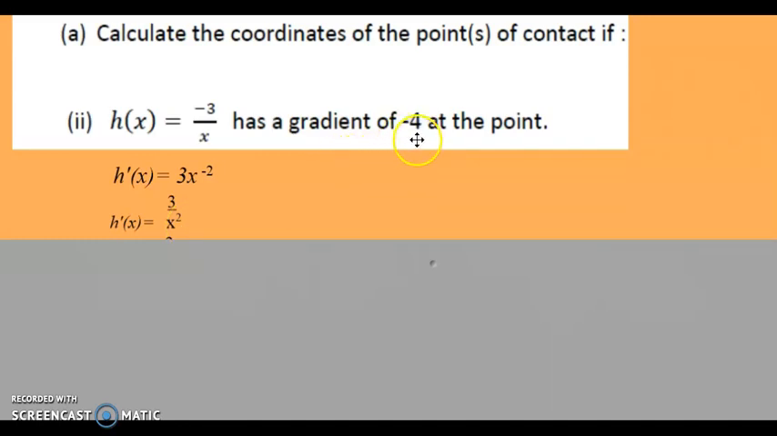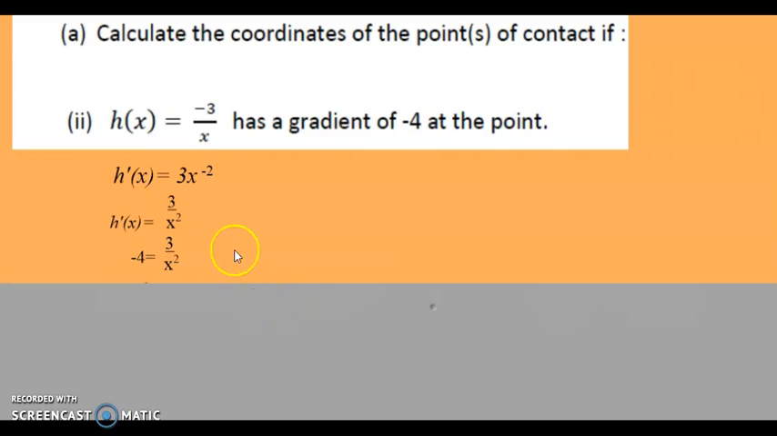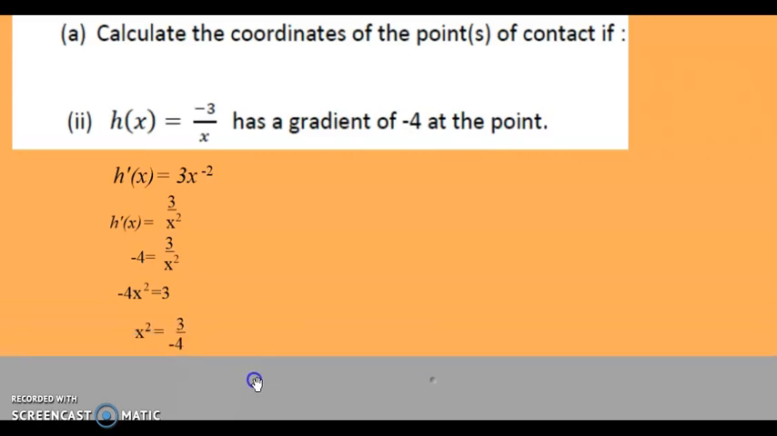It's given that the gradient is negative 4. So I equate this to negative 4 and solve for x. So negative 4x squared is equal to 3. X squared is negative 3 over 4. So here already I can see that there will never be a solution, because I can never multiply two numbers by each other and get a negative result if I multiply two negatives.